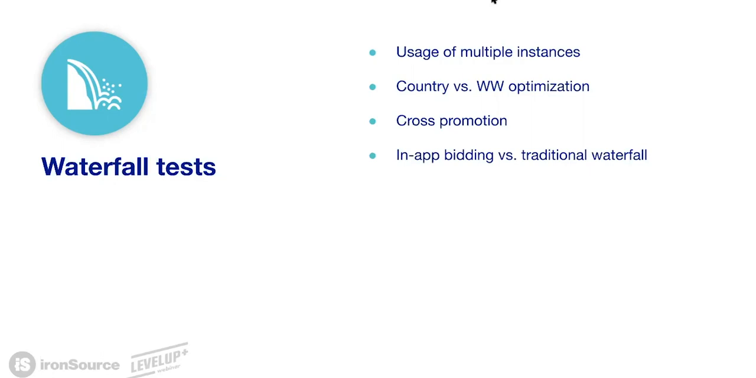Cross promotion. There's always a question of where to place cross promotion in the waterfall. Should it be high in the waterfall ahead of all the networks, in the middle somewhere, or lower in the backfill position? You can test that very easily with our A/B testing tool.